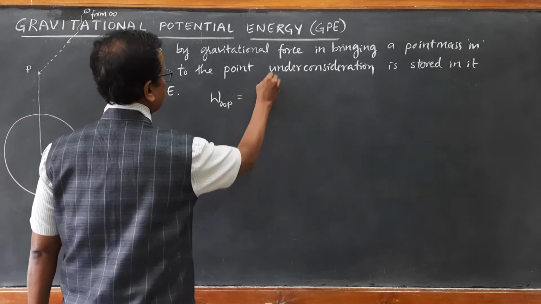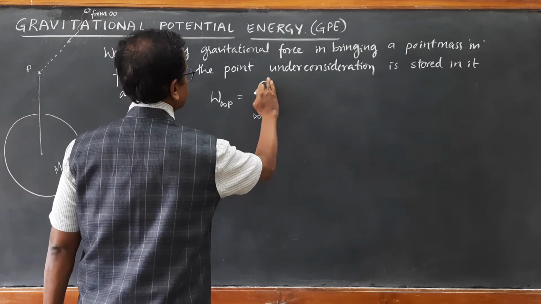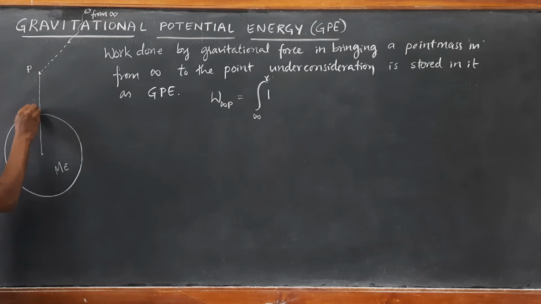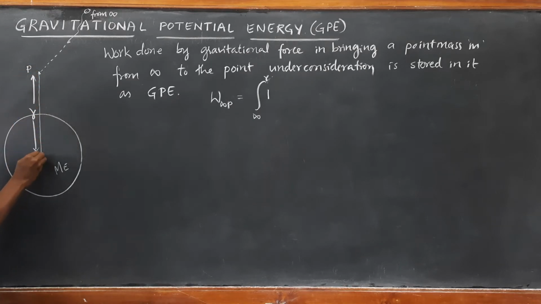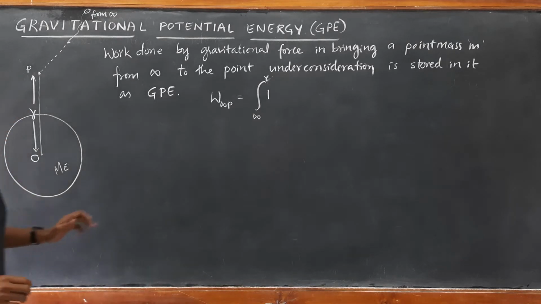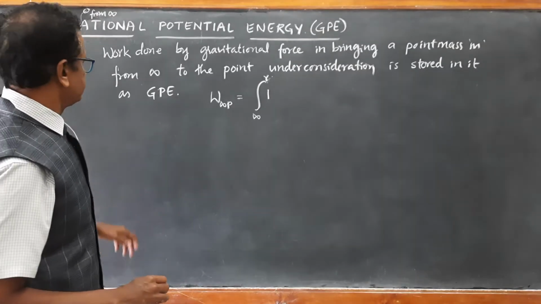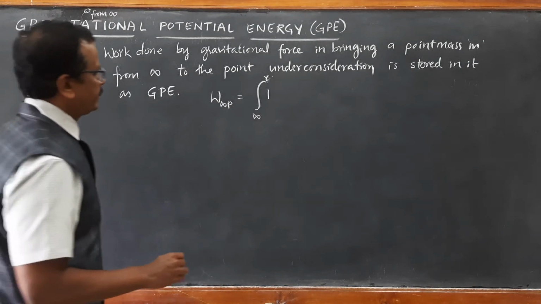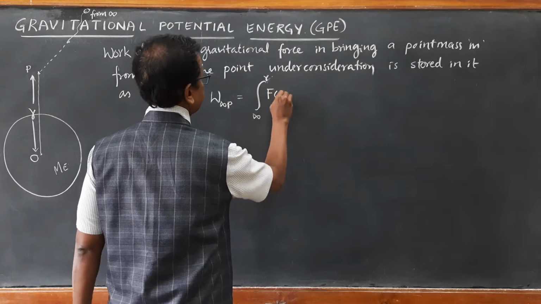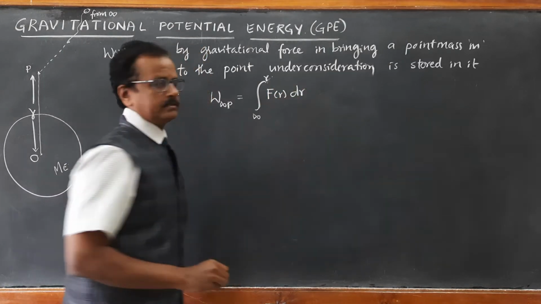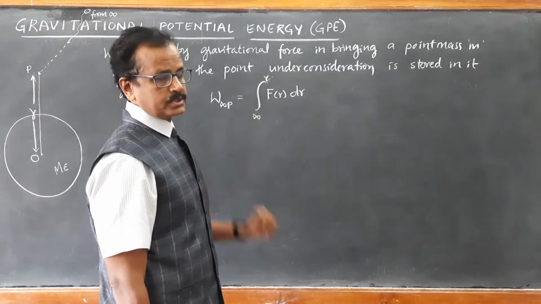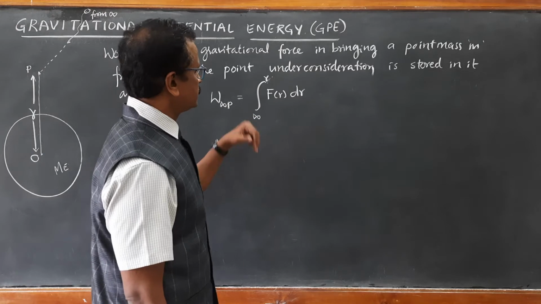From infinity to the point under consideration, that is at r. The point under consideration is at r from the center of the Earth. Let us say P is at distance r from the center of the Earth. Then we take variable force into dr.